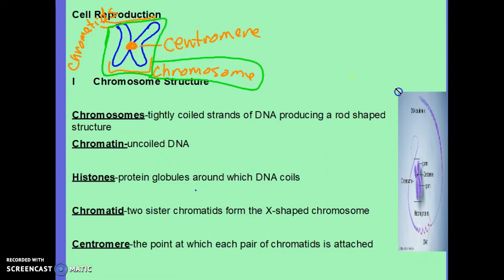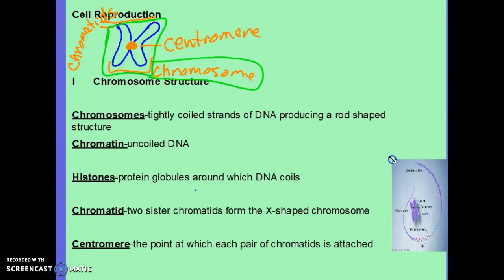So a chromosome is just tightly coiled strands of DNA. So we're just going to keep referring to them as chromosomes. But remember, this is your genetic material just in a nice little package. When it's unwound, because it has to unwind when it replicates, we refer to that as chromatin. And then those histones are the globular protein around which it coils.